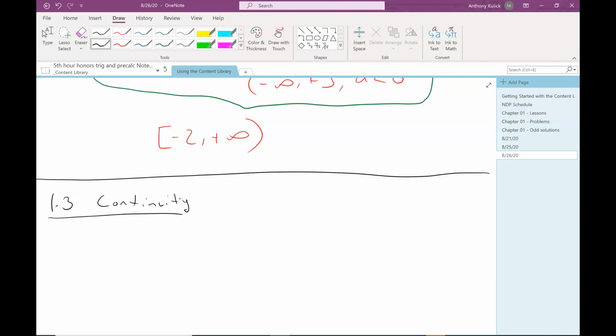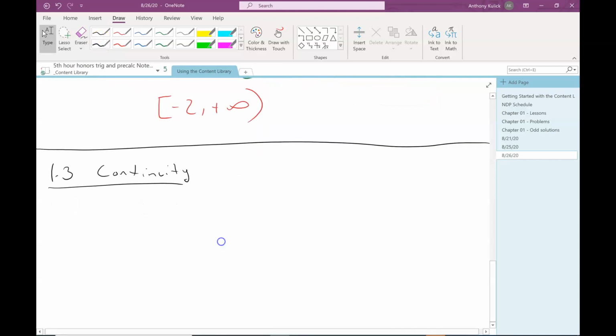So we say a function is continuous if there's no breaks in the function. Or another way of thinking about it practically is if you can draw the graph for the function without having to pick up your pencil, that function would be continuous.